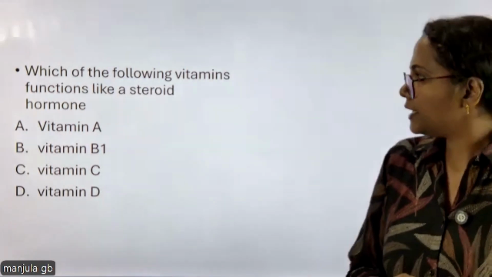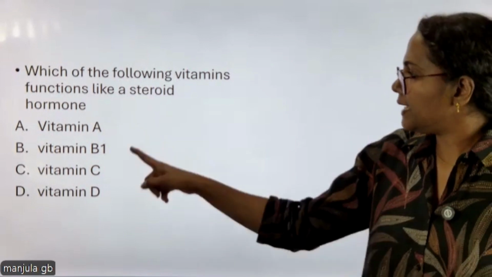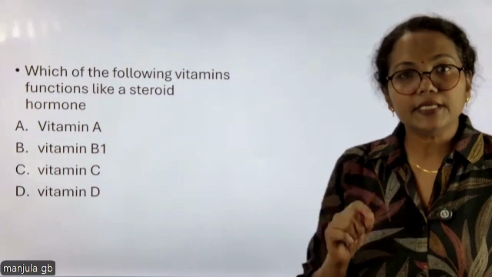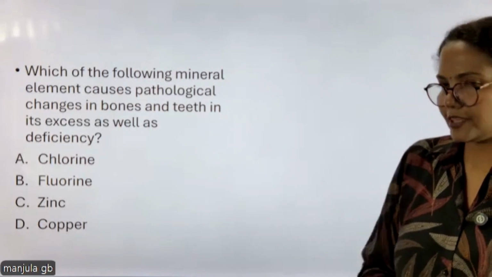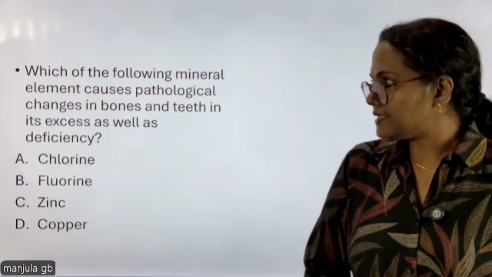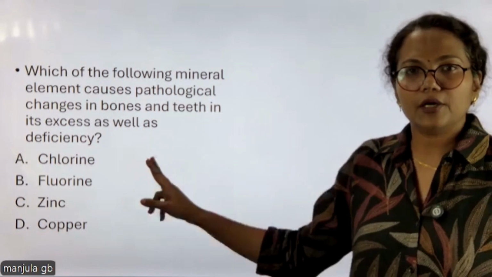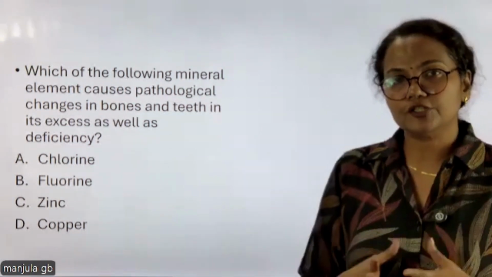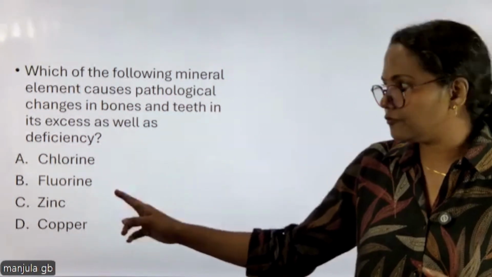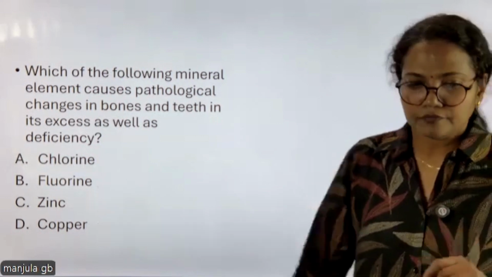Next question, which of the following vitamins functions like a steroid hormone? Vitamin A, B1, C, D. Vitamin D is the one which functions like a steroid hormone. Next question, which of the following mineral elements causes pathological changes in bones and teeth in its excess as well as deficiency? So one of these particular minerals, when it is in excess it causes teeth problems, when it is deficient also it causes teeth problems, which is the one? Chlorine, fluorine, zinc, copper. So teeth health is associated with fluorine.